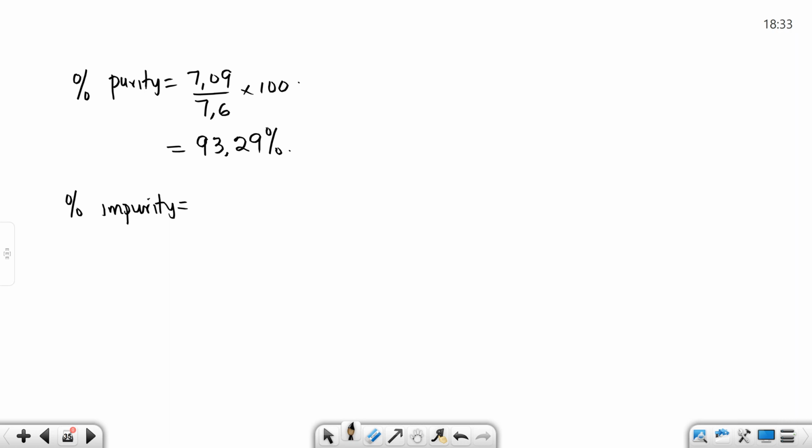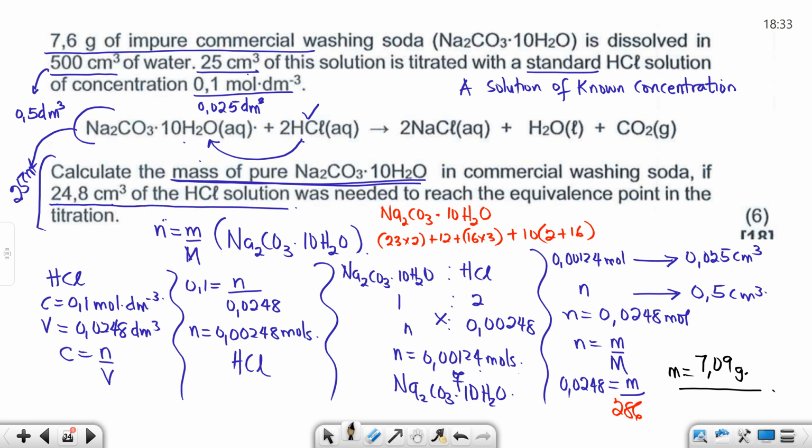What is the percentage impurity? It is 100 minus 93,29, and that will be 6,71%. Should they ask you for percentage impurity? Guys, that's how easy stoichiometry can be. All right. Please take a picture. Those of you at home, take a screenshot as well, and see the steps. Please see the steps and understand. Try to make sense of the steps again.